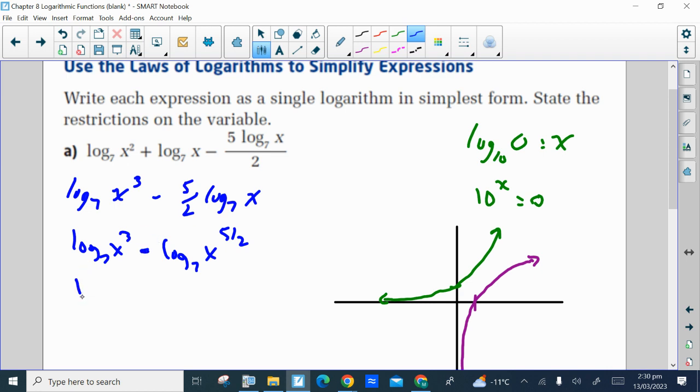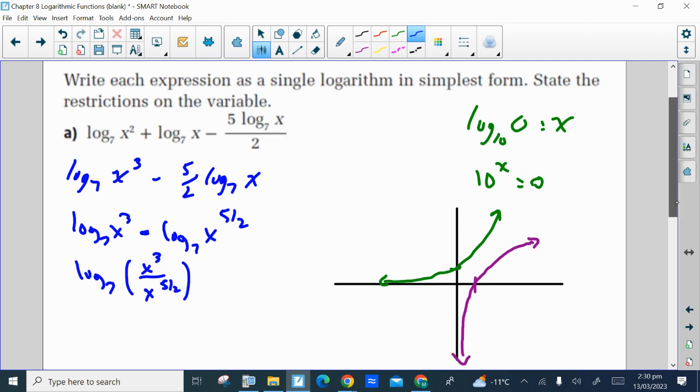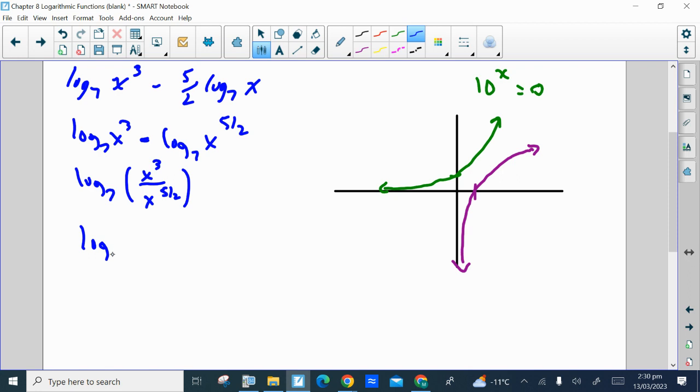And now you're subtracting logs with the same base, so you can use the quotient law and combine them into one expression. It'll be the log base 7 of x cubed over x to the 5 halves. And now you're dividing powers with the same base, so you can subtract the exponents and keep the base the same. Because I have to subtract 5 halves away from 3, I want to express 3 with the denominator of 2 as well. So that'll be 6 halves.